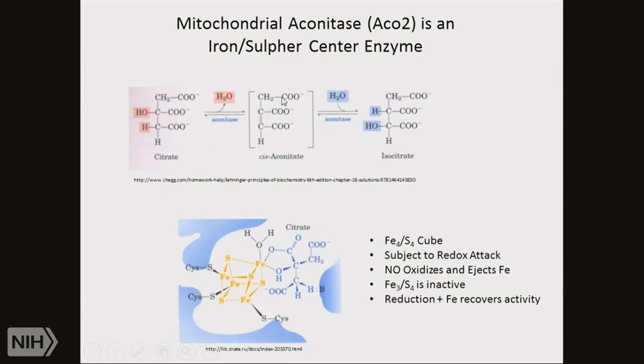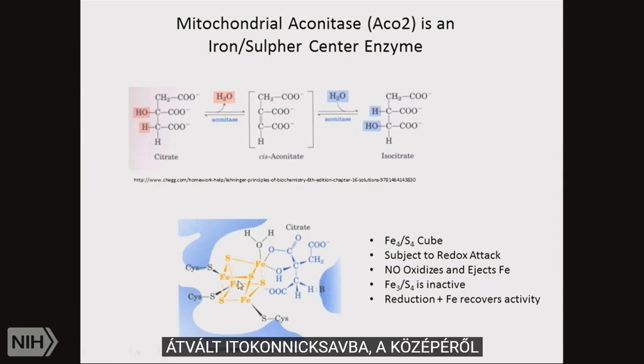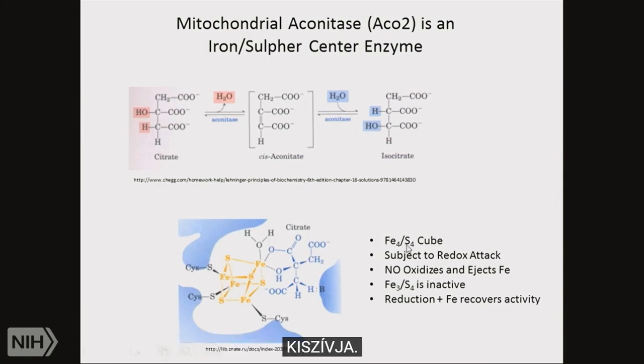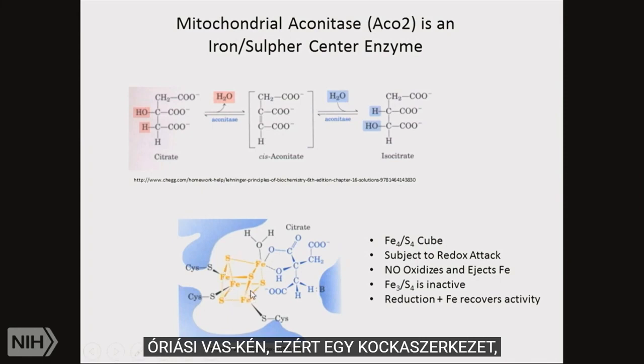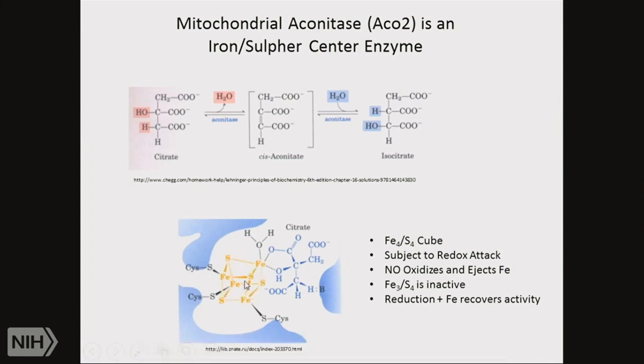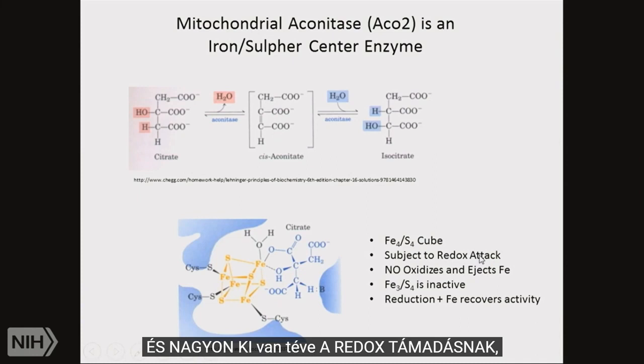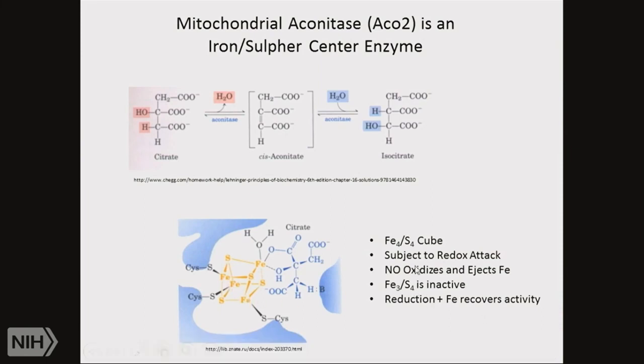And if you remember, this is the thing that's converted into itaconic acid that makes the antimicrobial. It sucks it out of the middle. Okay? If you look at the active site of aconitase, it's an iron sulfur cube. So it's a cube structure, and it's very subject to redox attack. And actually, there's old stuff in the literature that shows that NO will oxidize one of these irons and kick it out of there and destroy the cube. And when you destroy the cube, the aconitase loses its activity.